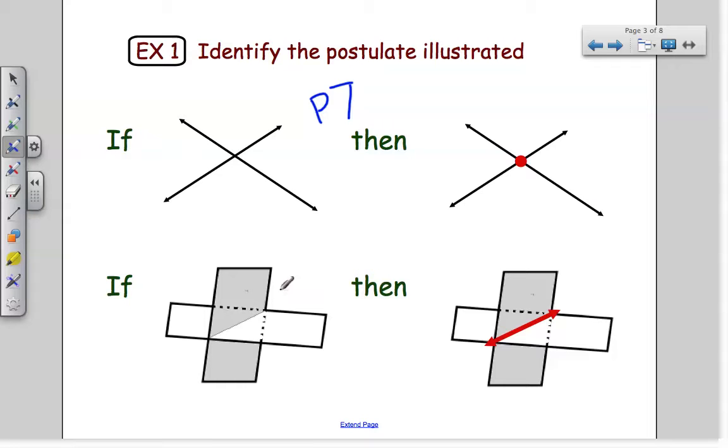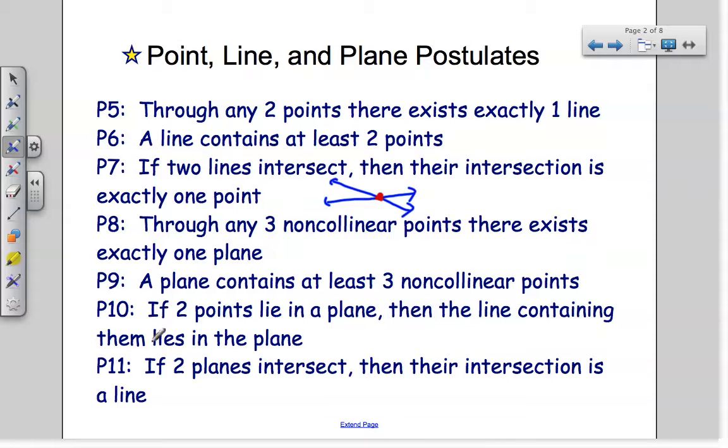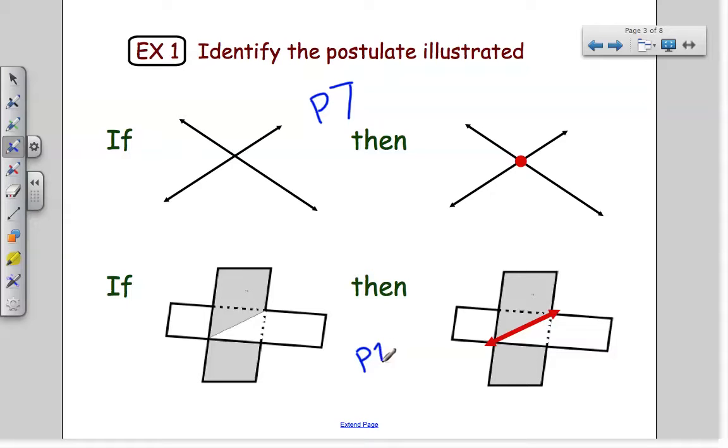What are we illustrating here? If this picture, then this picture. Well, each of these are represented like flat surfaces, right? So these are planes. We have the one in white and one in gray. So we have 2 planes that are crossing. And then in this picture, we have this red line identifying, well, 2 planes are intersecting, and their intersection is the line where they meet. Which postulate said that? How about postulate 11? If 2 planes intersect or cross, then their intersection is a line. That's what we're illustrating here. Postulate 11. If 2 planes intersect, their intersection is a line. So that's one example of what you're looking at today.